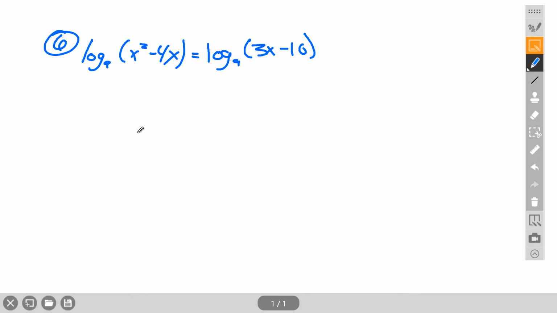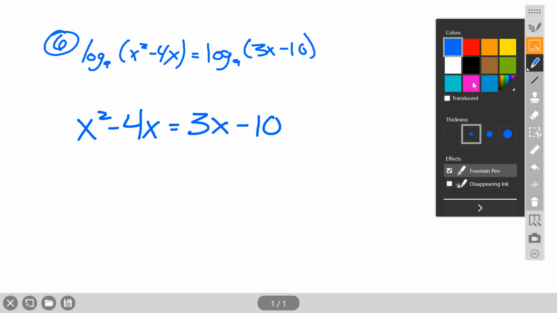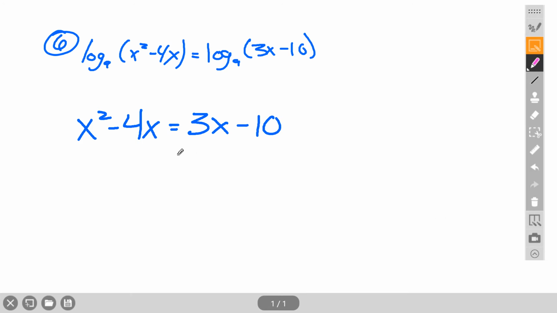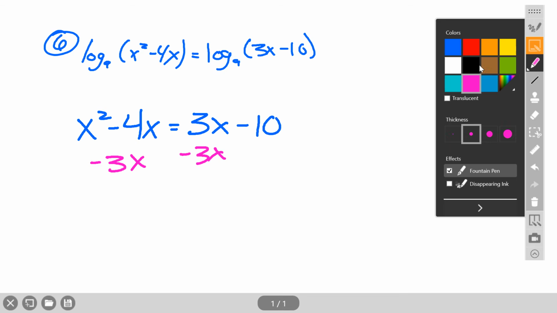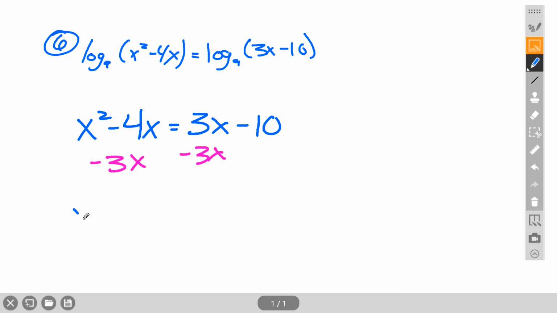Okay, so just like from before, the bases are the same. It's a log base 9, log base 9. So we can just set what we're taking a log of equal to each other, the x squared minus 4x equal to the 3x minus 10. Now, we can see this has an x squared, so it's going to be a quadratic. So to solve it, we need to set it equal to 0. So we got x squared minus 7x equals negative 10.